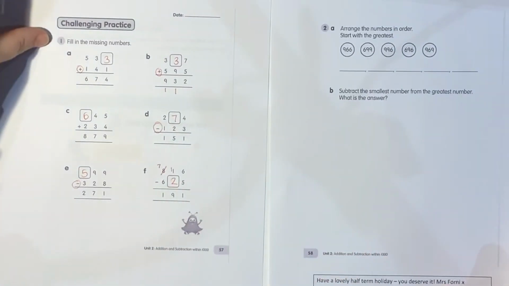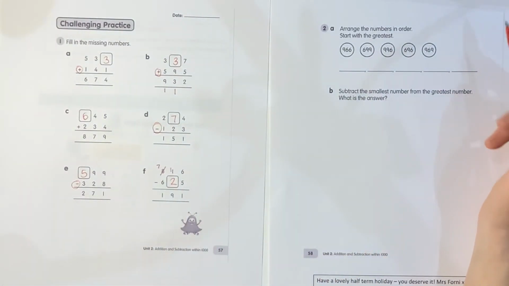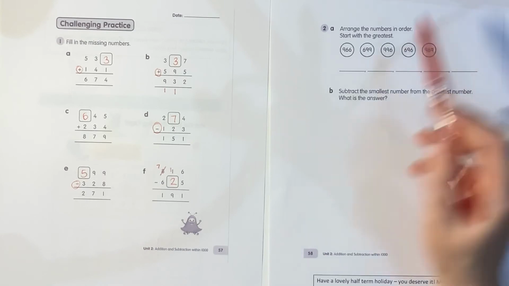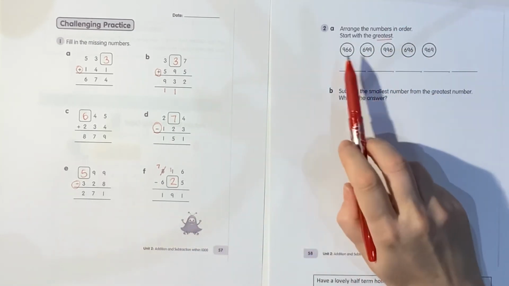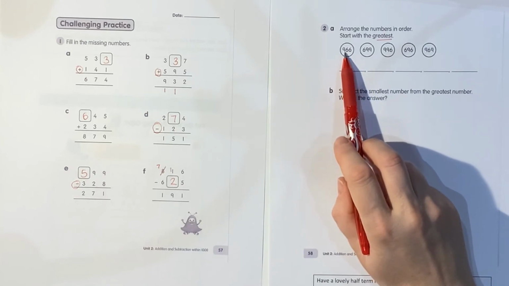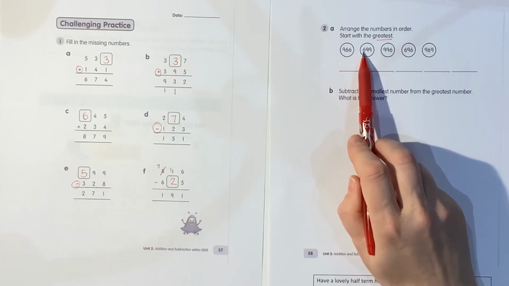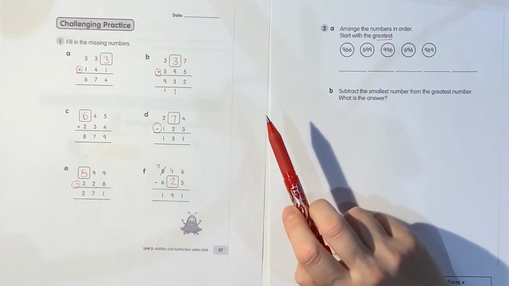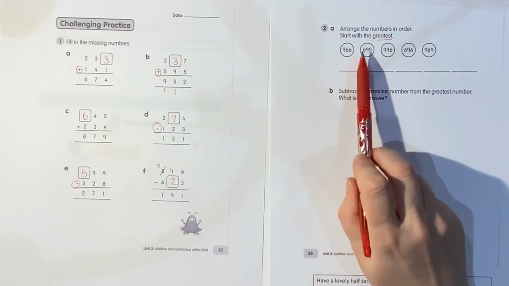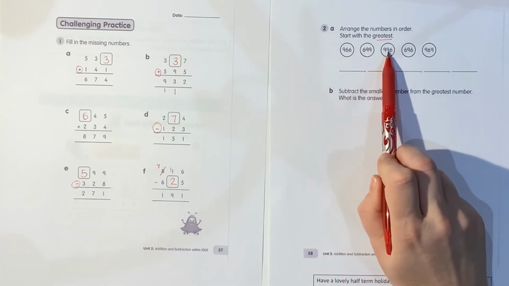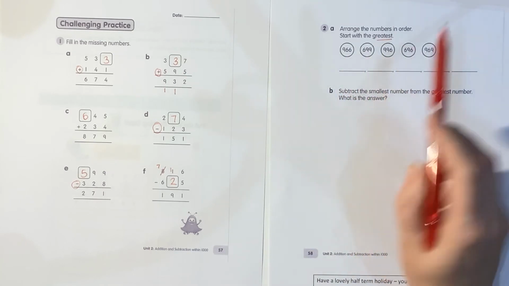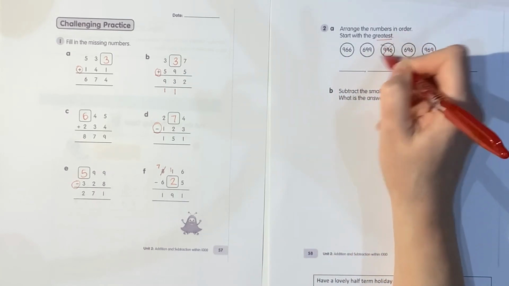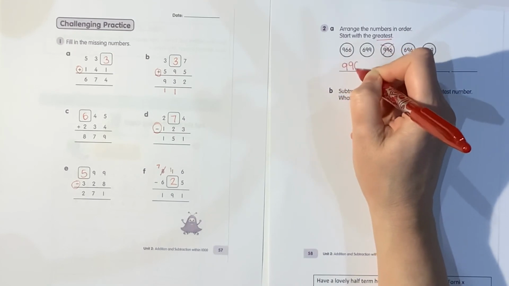For part 2 then, we had to arrange the numbers in order. So we're looking for the greatest first. Start with the greatest, that's the biggest number. So let's look at the hundreds. This has got 900s, 600s, 900s, 600s and 900s. There's got to be one that starts with 900s. Let's look at the tens next. 6 tens, 9 tens, 6 tens. Right, that one has got 900s and 9 tens. So that's got to be the biggest.